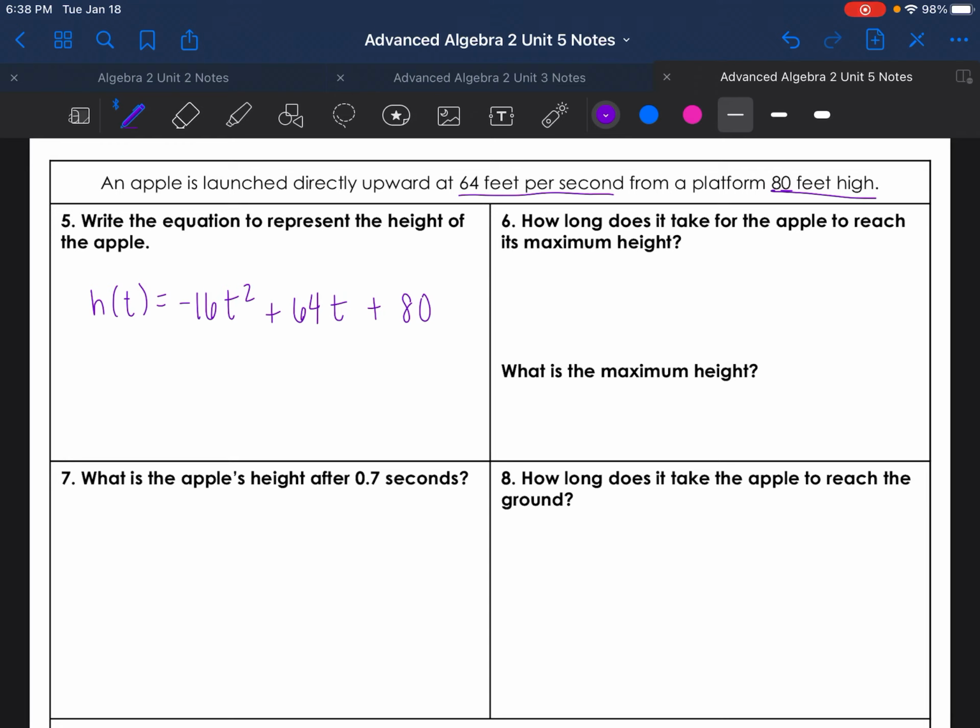How long does it take for the apple to reach its maximum height? So this is asking for the number of seconds, or the x value of the vertex. So we're going to use the negative b over 2a formula. Negative 64 over 2 times negative 16. And we get 2 seconds.